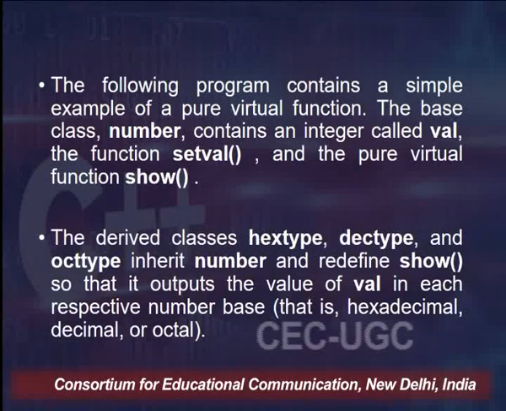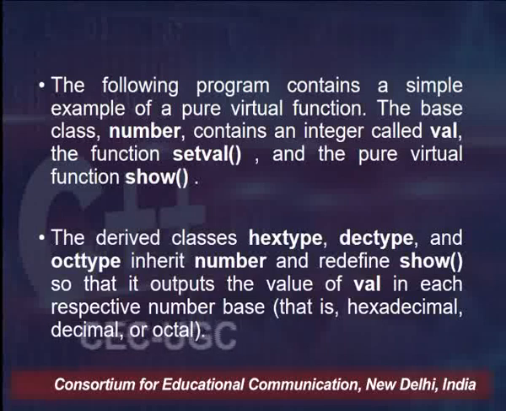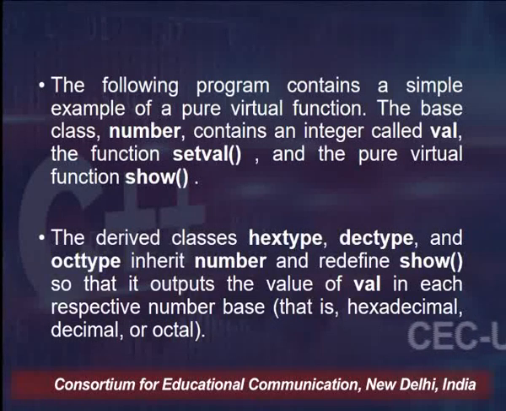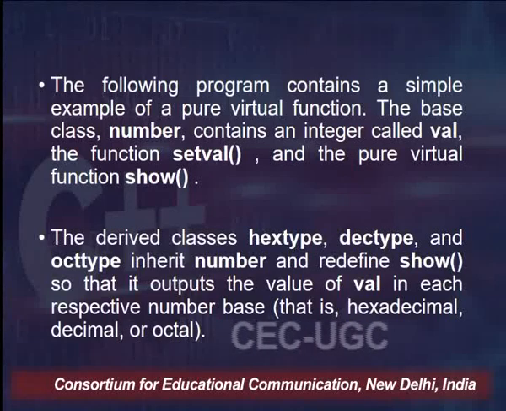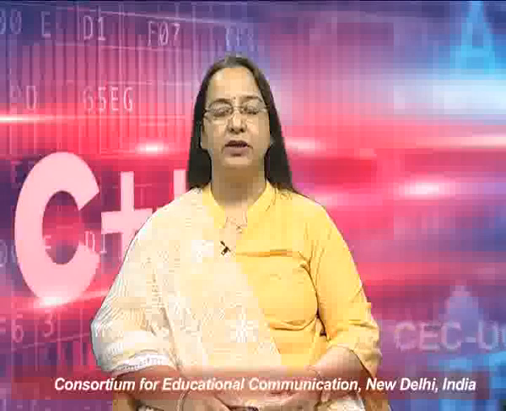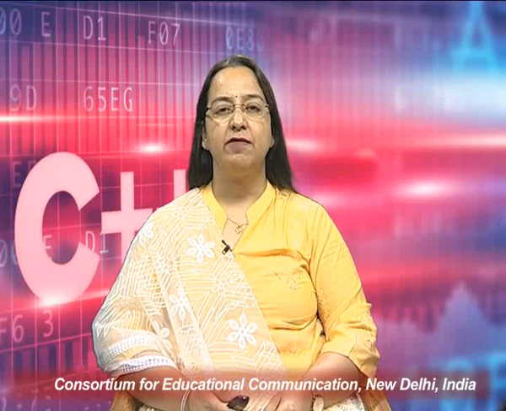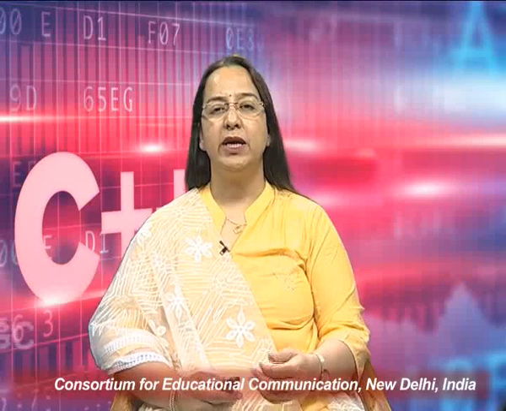And we have some derived classes. We have 3 derived classes named hex type, dec type and oct type. They all inherit the base class number and they redefine the function show because it is a pure virtual function. It is a compulsion for them, so that it outputs the value of val in each respective number base, that is hexadecimal, decimal or octal. So, that is the agenda.